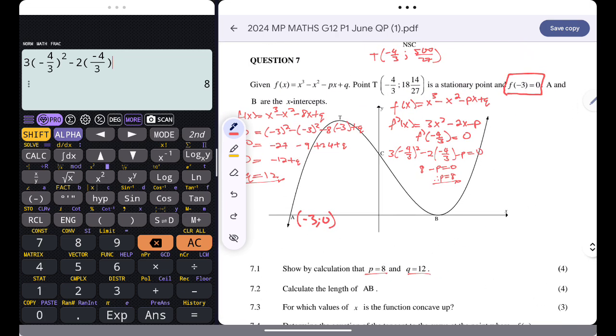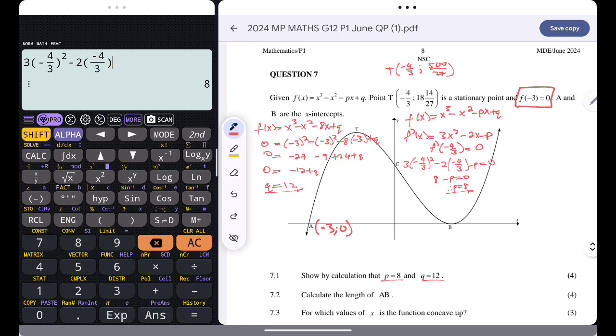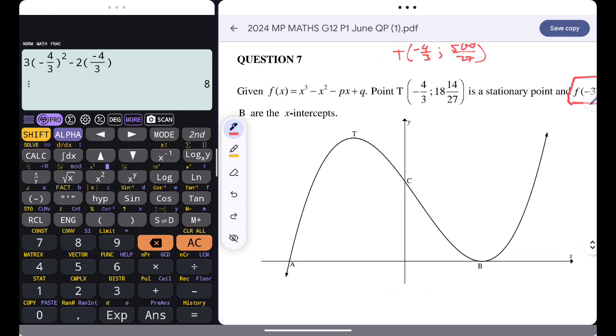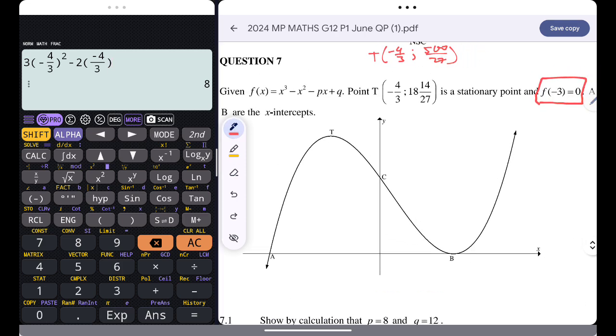I've proven that. For the next question, they want us to find the distance AB. Both A and B are our x-intercepts, so both are on the same horizontal line. So for me to find the distance between A and B, I just need to find the x values and then subtract them. How can I find the coordinates of B? By just finding the x-intercept.